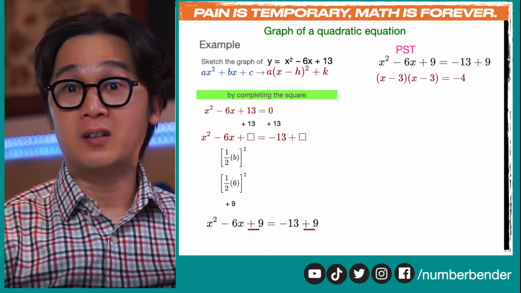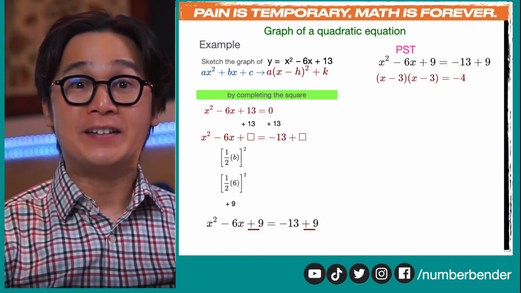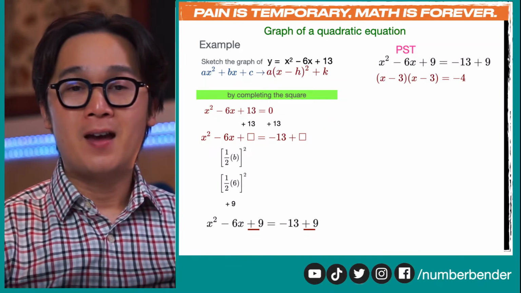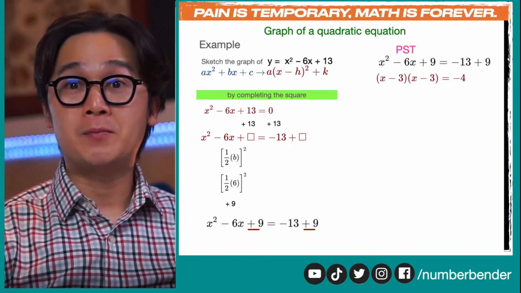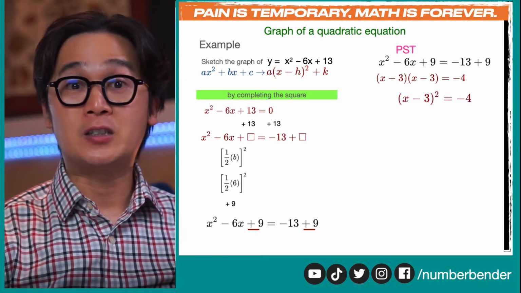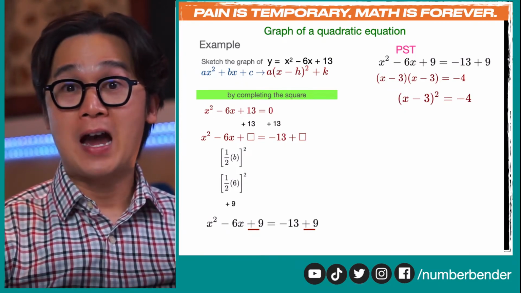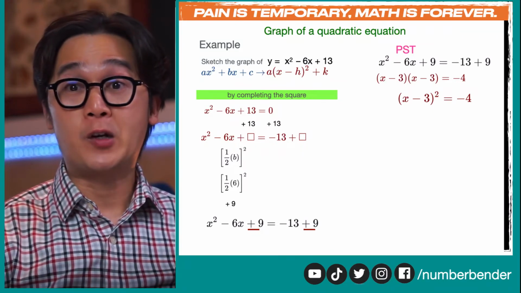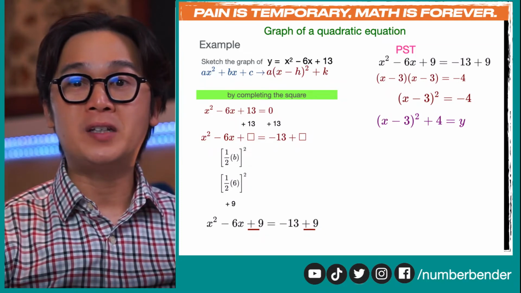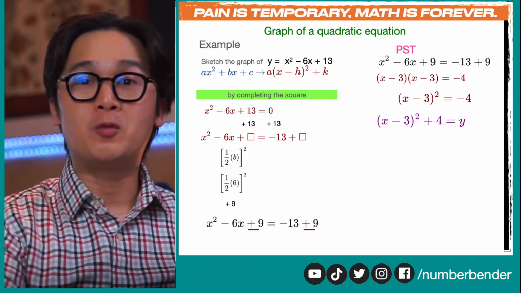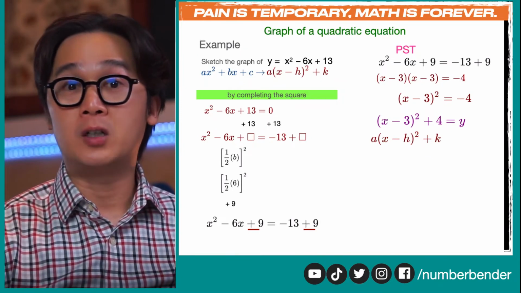So negative 13 plus 9 is equal to negative 4, and now we are nearing our vertex form of the parabola, because all we need to do is convert x minus 3 times x minus 3 into x minus 3 squared, because that's the simple version of our square of binomial. And by adding 4 on both sides, now we have x minus 3 squared plus 4 equal to y, which you will notice is the vertex form of our parabola.